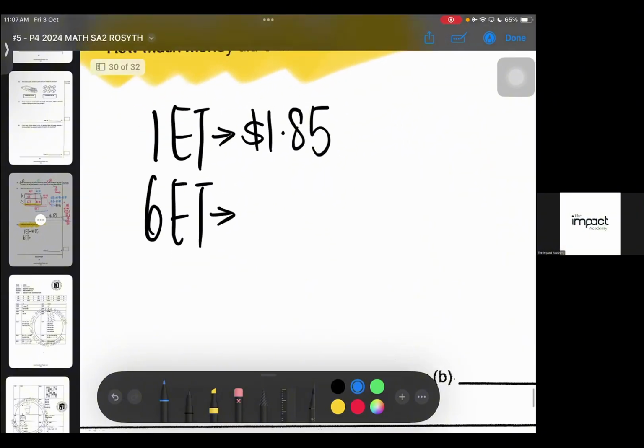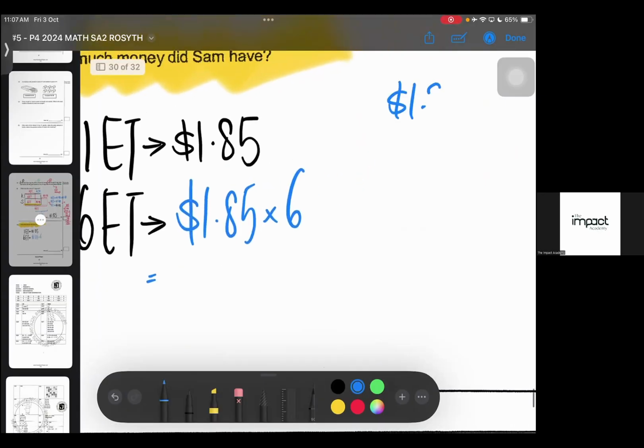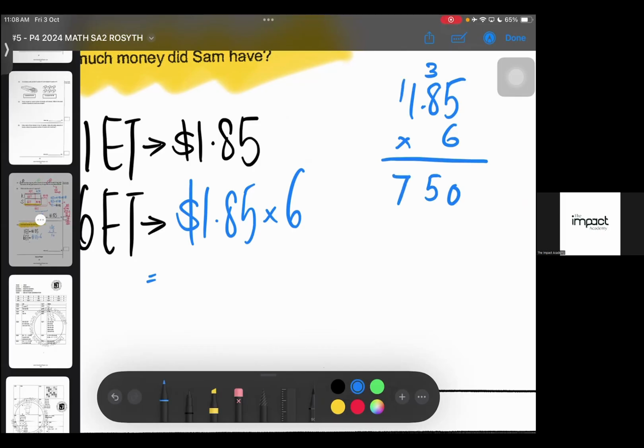Very good. Okay, so what you have to do really from here, you just have to do $1.85 times 6. You understand? Okay, let's do the calculations at the side. 185. You don't need the dollar sign. Are you listening? Very good. Okay, then over here you see that this is what? 5 times 6 is 30. 6 times 8 is 48. 48 plus 3 is 51. 6 times 1 is 6. Plus 7. Do you understand or don't understand?